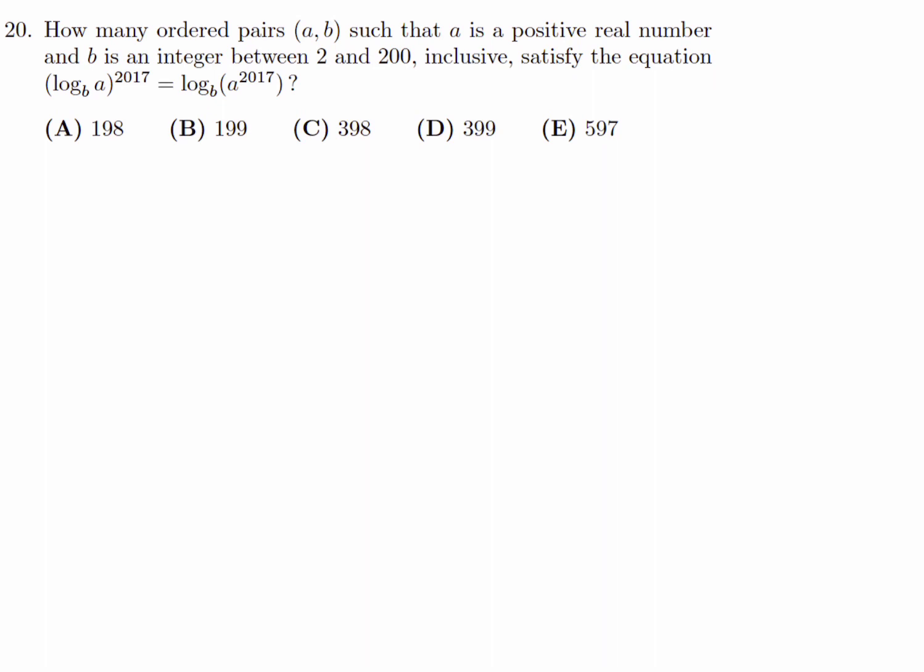How many ordered pairs (A, B) such that A is a positive real number and B is an integer between 2 and 200 inclusive satisfy the equation (log of A to the base B) all to the power of 2017 is equal to the log to the base B of A to the power of 2017. All right, so (log of A to the base B) to the power of 2017 is equal to the log of A to the 2017 to the base B.